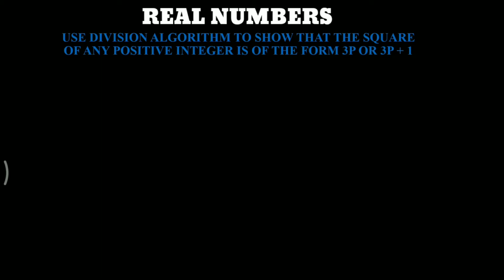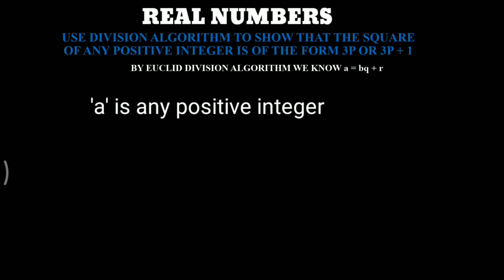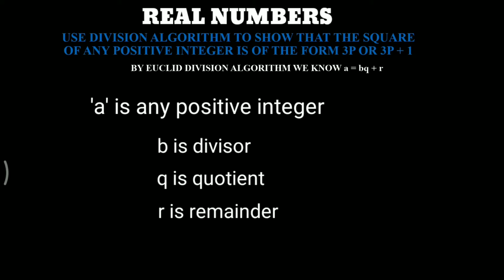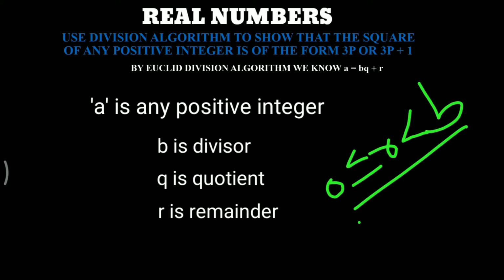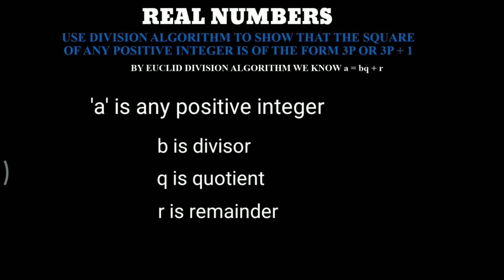In the given question, he clearly advised us to use the division algorithm, so I am recalling the division algorithm. What is the division algorithm? a is equal to bq plus r. Let me explain in detail. a is any positive integer, b is the divisor, q is the quotient, and r is the remainder. The r value lies between 0 and the divisor b. It may be equal to 0 also. So the condition for r is 0 is less than or equal to r, and r is less than b. This is the condition according to the division algorithm.